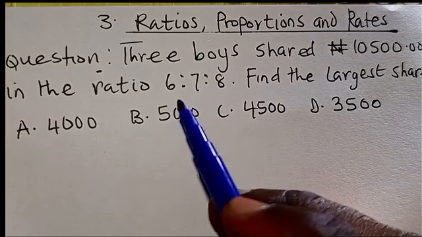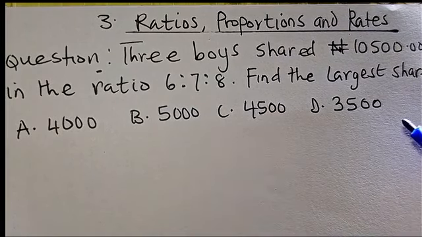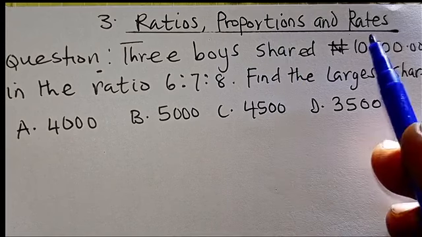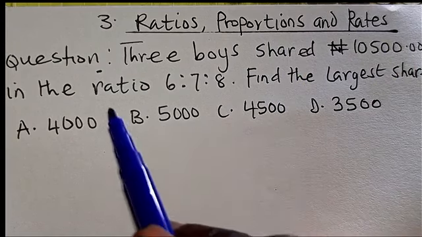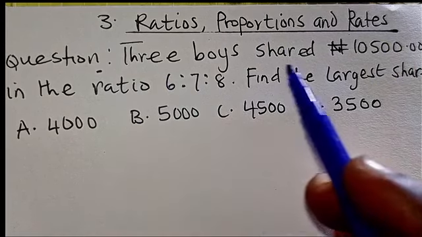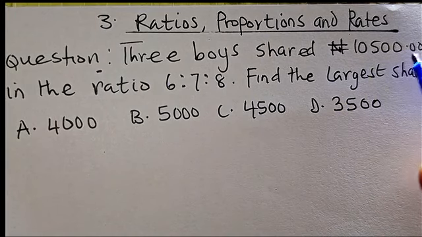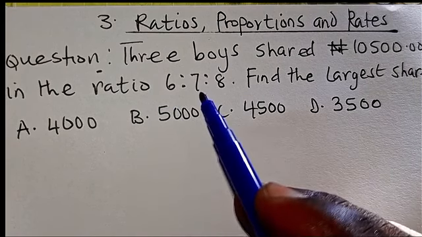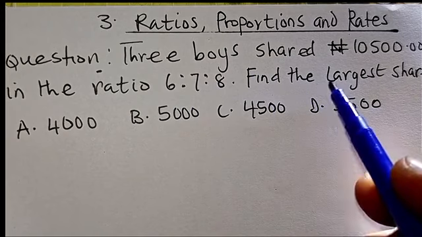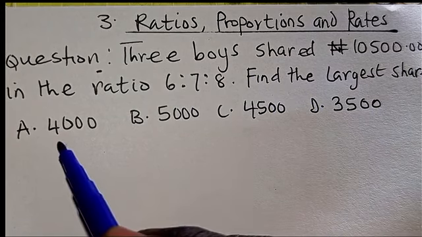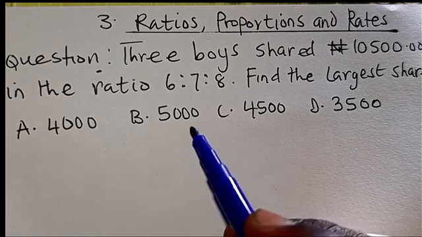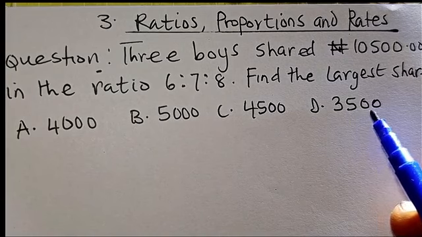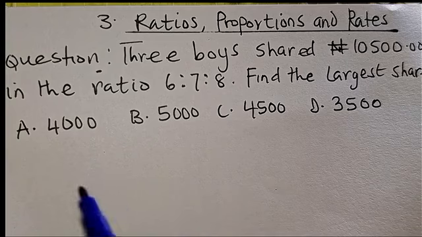Let's look at another question, coming from ratios, proportion and rate. We have this question here. The question states that 3 boys shared 10,500 naira in the ratio 6:7:8. Find the largest share. Is it going to be 4,000, 5,000, 4,500, or 3,500? So what are you going to have?